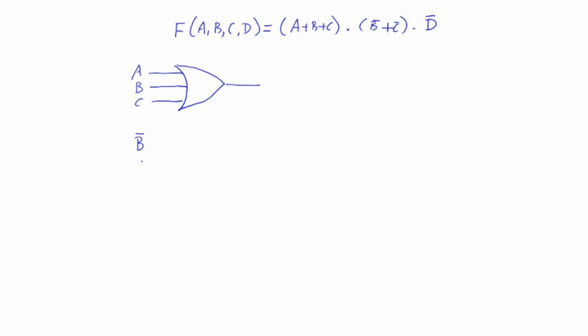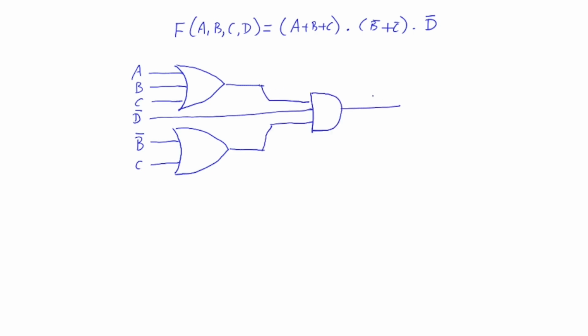B complement plus C complement, and finally we have D complement coming, so we'll take D complement over here, and then we'll take a direct line and we'll have an AND gate, and don't forget to mark it with the label F, and this is the answer to our second part.